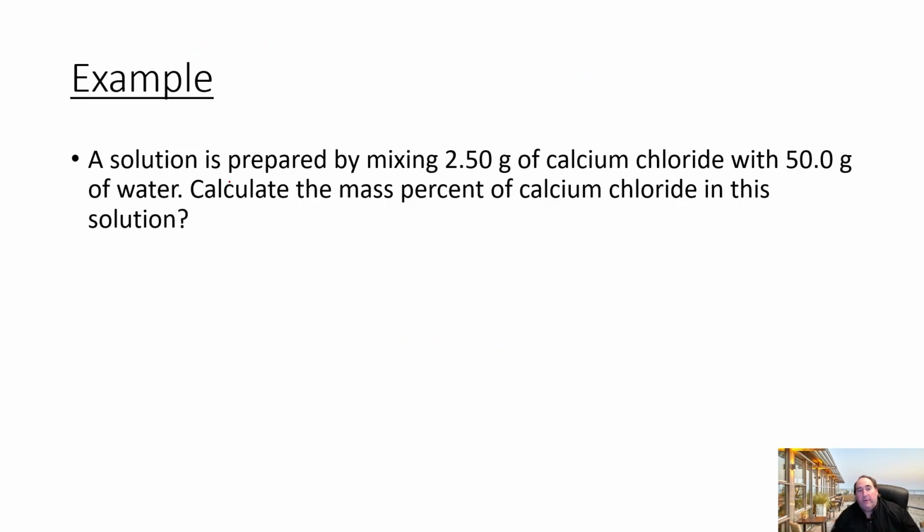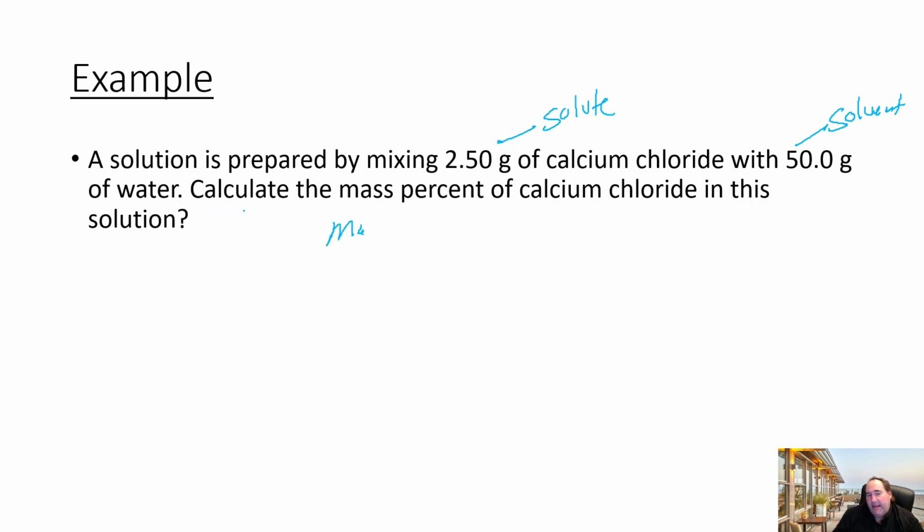A solution is prepared by mixing 2.5 grams of calcium chloride with 50 grams of water. Calculate the mass percent of calcium chloride in this solution. Take a moment and see what you come up with here. Let's take a look. Let's identify a couple things. We've got 2.5 grams of calcium chloride dissolved in 50 grams of water. That looks like a smaller number, so that's going to be my solute. That looks like a larger number, so that's going to be my solvent here.